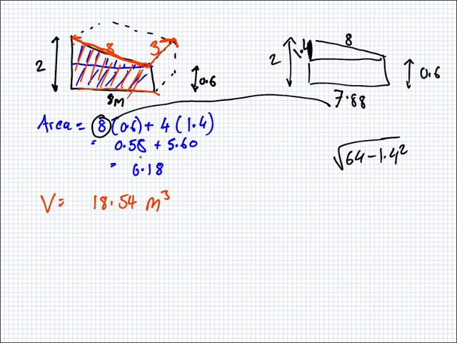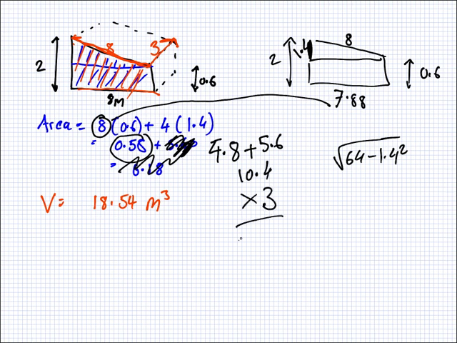Oh, yeah, here. 8 times 0.6 is not 0.58, Stephen. It's 5.8, isn't it? No, 4.8. It's 4.8, isn't it? 4.8 plus 5.6. That's better. What's that? 10.4? And then we have to multiply it by 3. Is that what you got? And is that the answer?